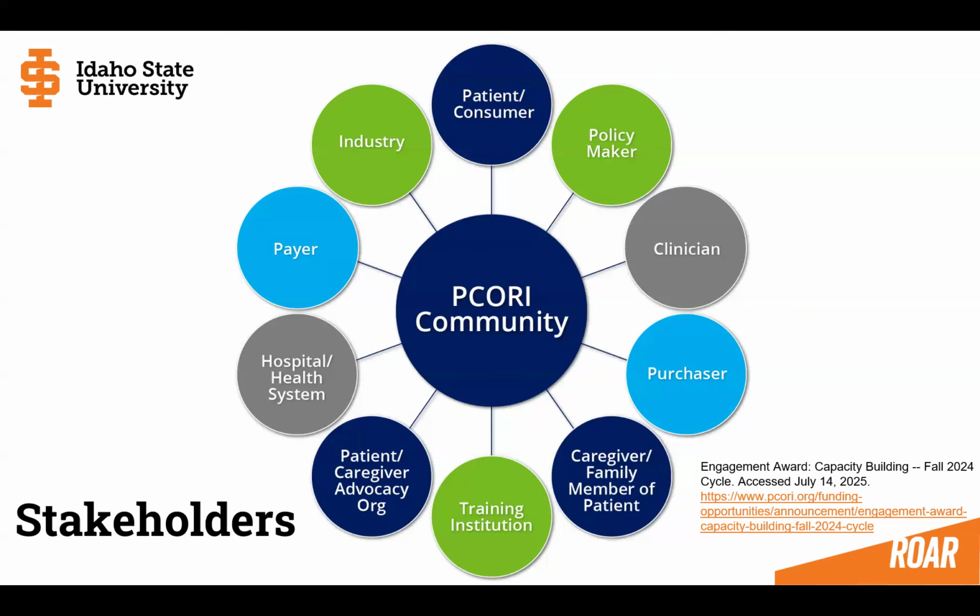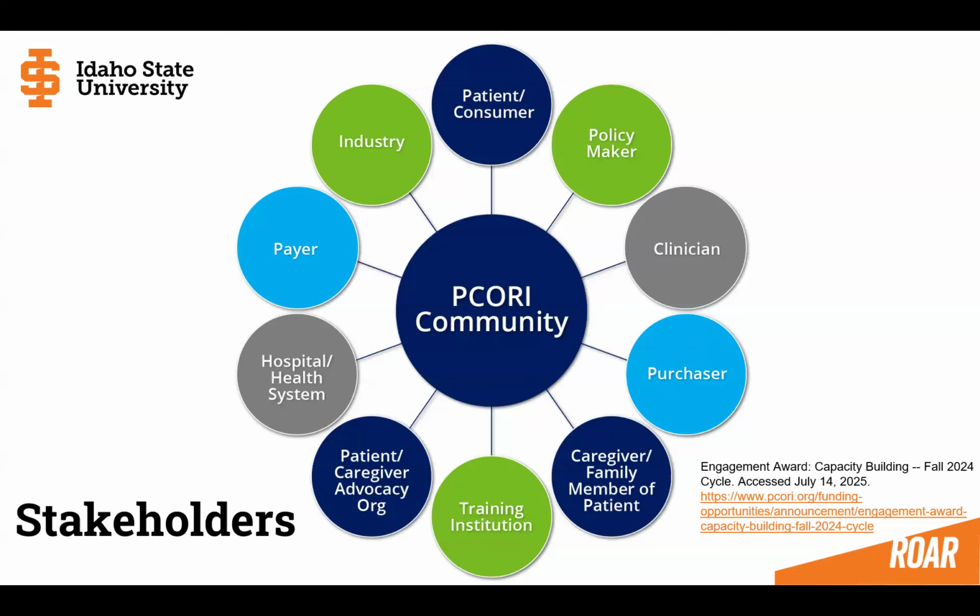And then here on the very bottom, we have training institutions. These are the institutions that train and educate health professionals. So we can think about a college of pharmacy, right? Who is their dean? Who is the leadership that has control over those training institutions? We have patient or caregiver advocacy organizations. These are the organizations representing patients and/or caregivers.